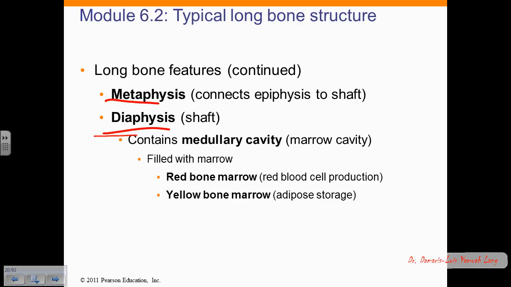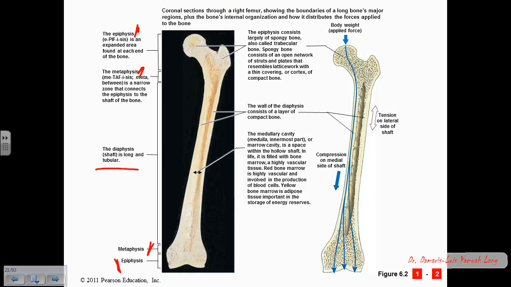The diaphysis is where we have the marrow cavity. That's where the red marrow or the yellow marrow sits in the middle part. The marrow cavity is also known as medullary cavity. And we can either have red bone marrow or yellow bone marrow. Red bone marrow is where blood cells are formed, all the blood cells, not just red, both red and white, and the platelets and all of that. While the yellow bone marrow is where some adipose tissue can be stored.